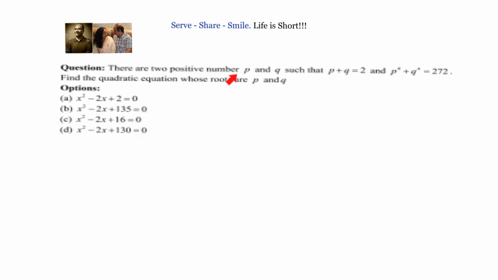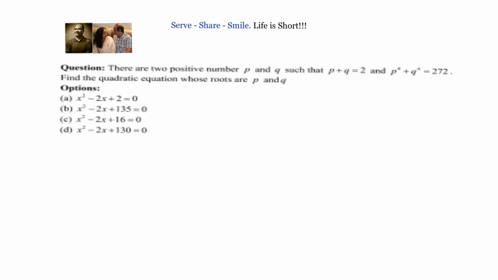There are two positive numbers p and q such that p plus q equals 2 and p power 4 plus q power 4 is 272. Find the quadratic equation whose roots are p and q. So let me write down whatever is given.